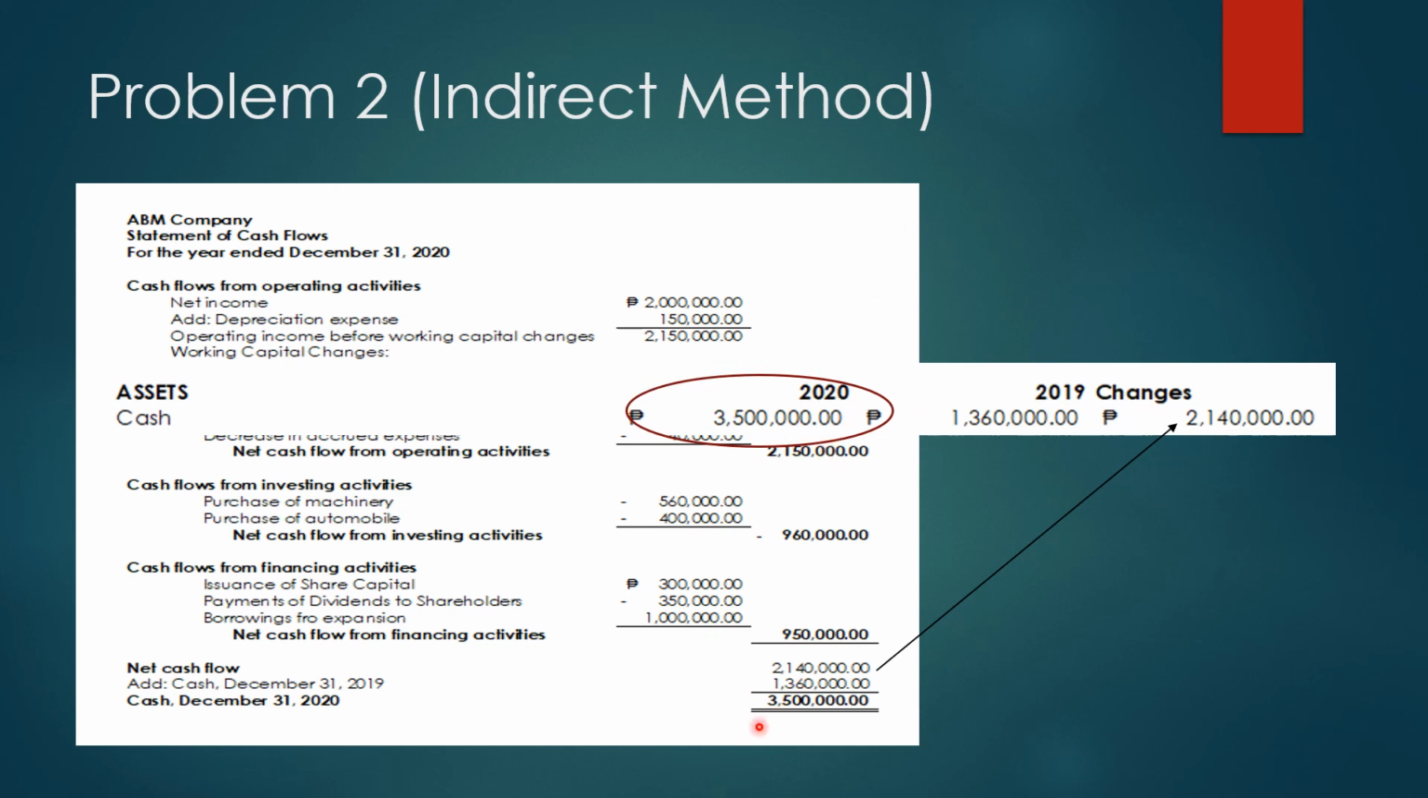Tama ba? 3.5 ba? Yun. So, 3.5 din. Para makuha pala yung 3.5, it's simply the net cash flow. Plus mo yung cash beginning, which is ito rin yun. 1,360. So, ganun siya. Ngayon, alam mo na yung cash ko na 3.5 galing dito sa mga to.